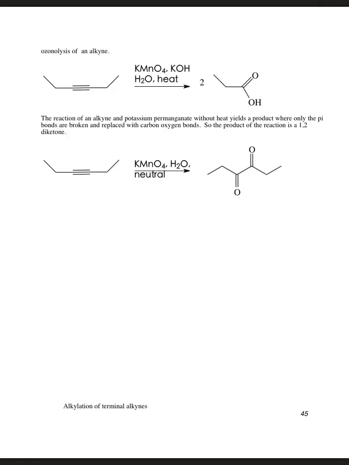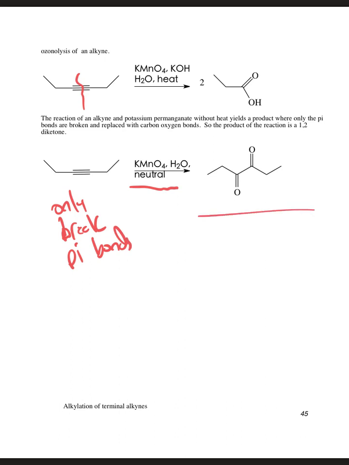If we add an alkyne and potassium permanganate and heat, we get the same product because we completely cleave all 3 bonds between the 2 carbons. We get 3 bonds to oxygen. We get the carboxylic acids again. If we have KMnO4, water, and neutral conditions, we only break the pi bonds. So we're breaking 2 pi bonds, we're replacing it with 2 bonds to oxygen. We get the dicarbonyl compound.